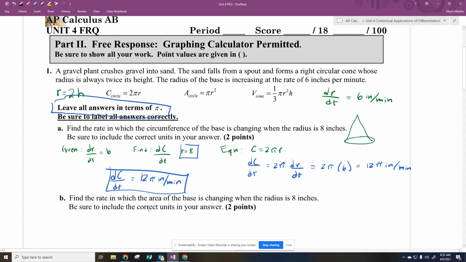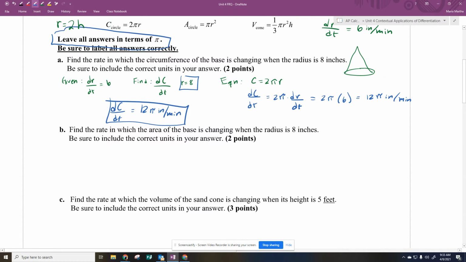And then part B, it says find the rate at which the area of the base is changing when the radius is also equal to 8 inches. Be sure to include the correct units in your answer. So in this one, the given is dr/dt again, which is still 6. We need to find dA/dt when r is equal to 8. And then the equation we're going to be using is just the equation of the area of a circle, which is area equals pi r squared.